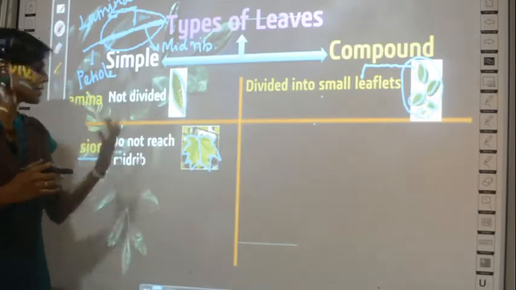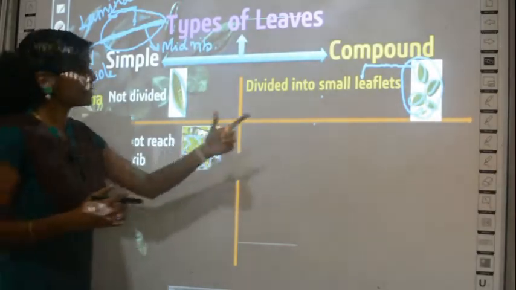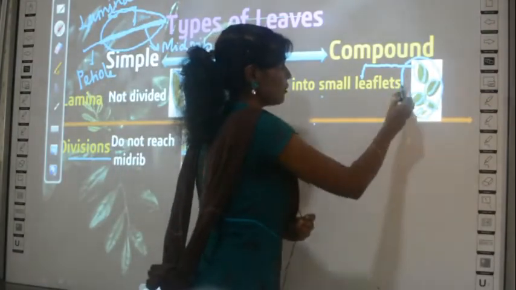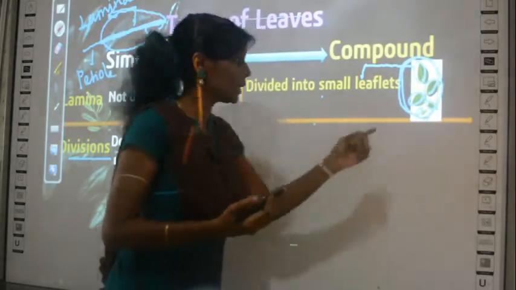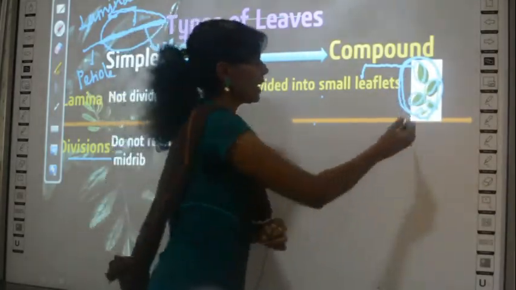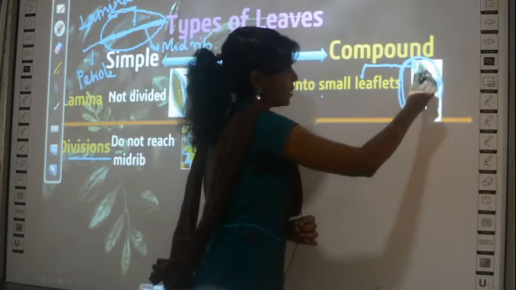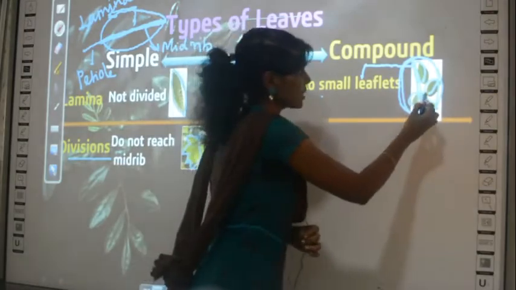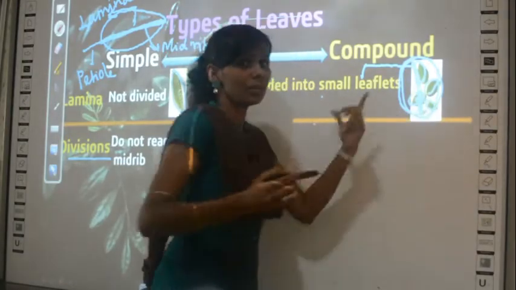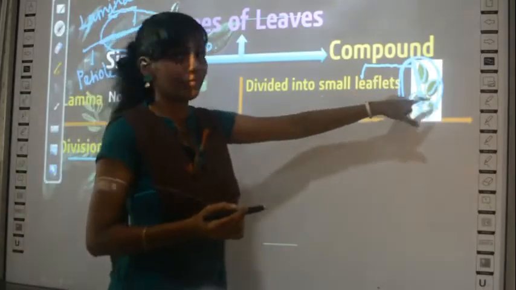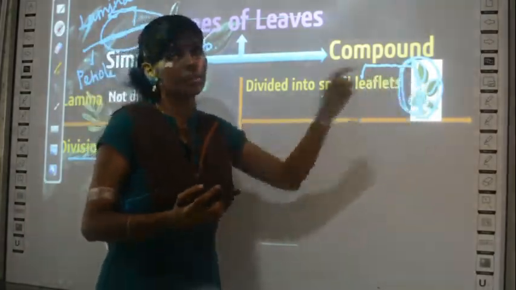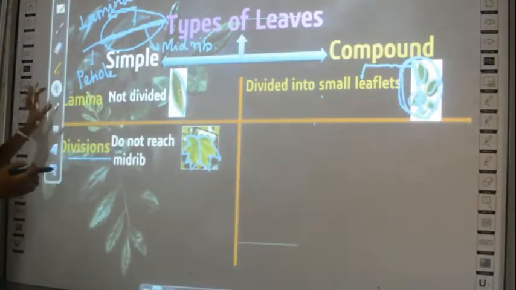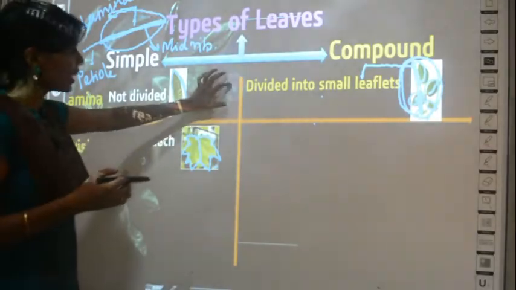What about compound leaves? If they have divisions, will they touch? You can see in this image itself. See, I told you this is the big leaf blade, okay. So the big leaf blade has been divided into small leaflets. So where is the midrib actually? The midrib is here. So do these divisions touch the midrib? Yes, right, they touch at these points. So in the case of compound leaves, the leaflets or the divisions touch the midrib. Here the divisions do not touch the midrib, but in compound leaves, they touch the midrib.